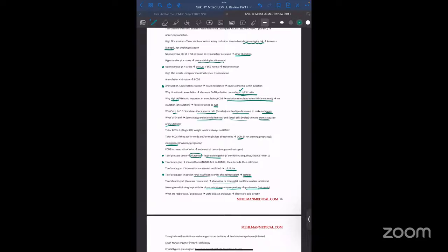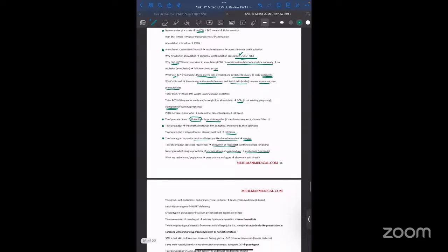So what are rasburicase and pegloticase? These are urate oxidase analogs, cleave uric acid directly. So we would give it, I guess, if you're expecting lots of cellular breakdown after chemo and stuff.